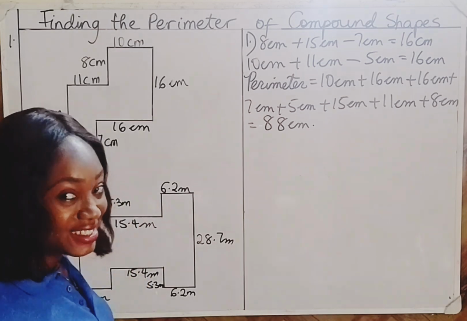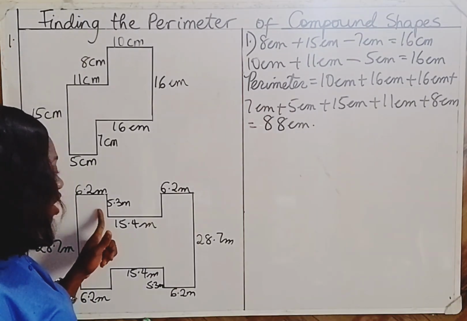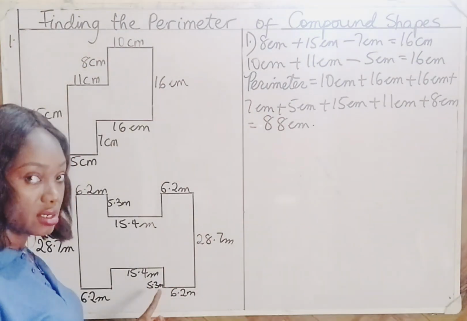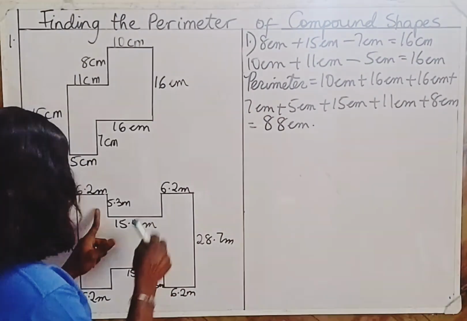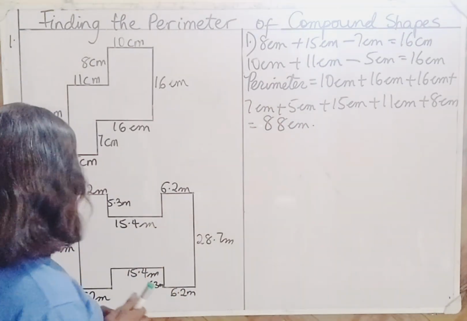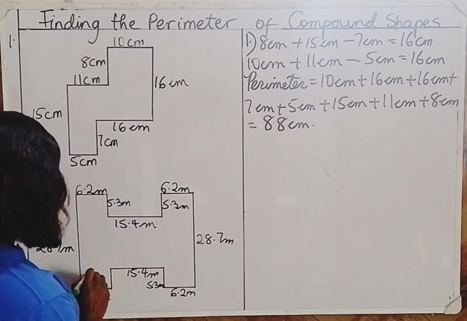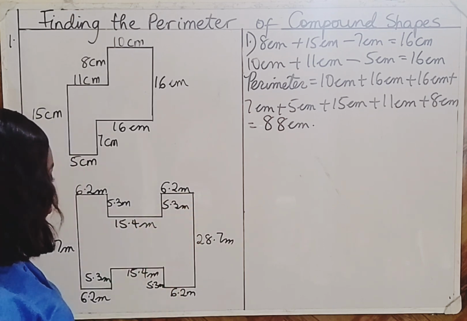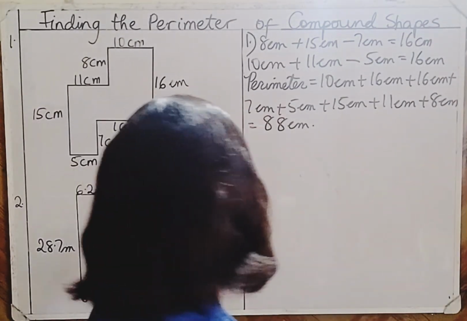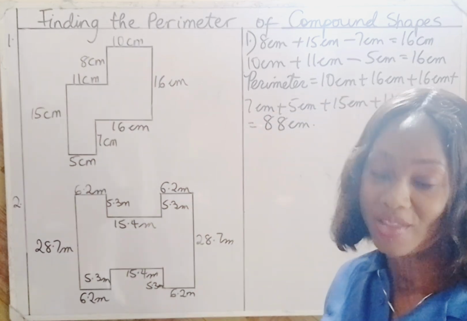We are not done yet. Okay, we still have this length to figure out. We have a length here of 5.3 meters, and here is also given to be 5.3 meters. In other words, the length of these sides that are opposite each other will be the same. That means here will also be 5.3 meters, and this length will also be 5.3 meters. Voila! Now that we've been able to figure out the length for each side of this compound shape, we can now find the perimeter.